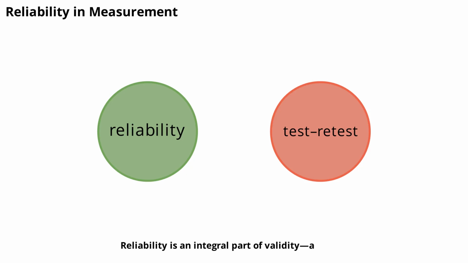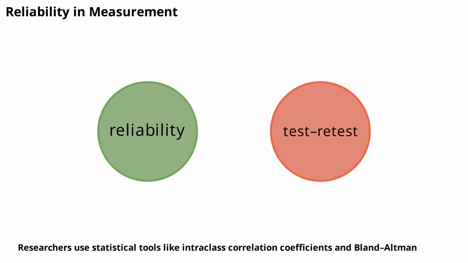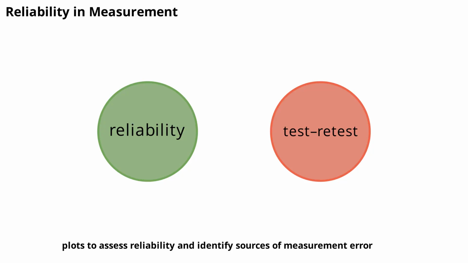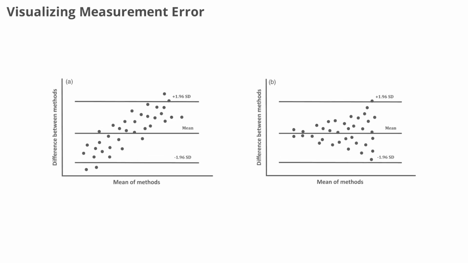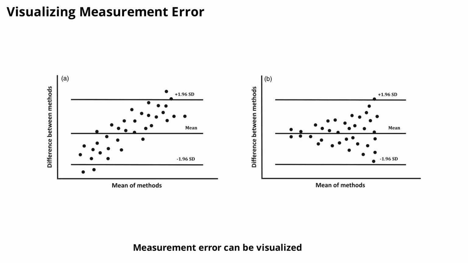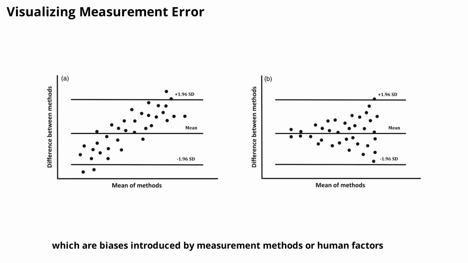Reliability is an integral part of validity. A method cannot be valid if it isn't reliable. Researchers use statistical tools like interclass correlation coefficients and Bland-Altman plots to assess reliability and identify sources of measurement error. Measurement error can be visualized using graphical tools like Bland-Altman plots. These plots help researchers see systematic errors, which are biases introduced by measurement methods or human factors, as well as random errors, which are unpredictable variations.